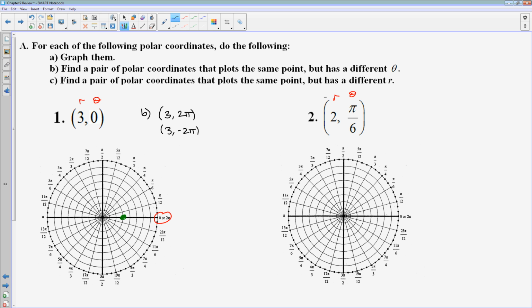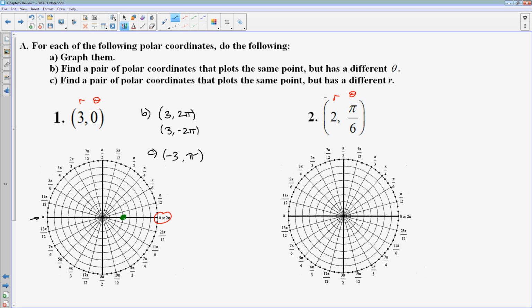Part C, find a polar coordinate that plots the same point but has a different r. Well, the only different r you could possibly have is negative 3. Your distance from the origin is either going to be 3 or negative 3. And if my distance is negative 3, that means we are running away from an angle. And this is negative 3. We are running away from the angle pi. So that would be your answer for number C. By the way, for part B, you really only have to give one. I just put 2 there just for the sake of putting 2.